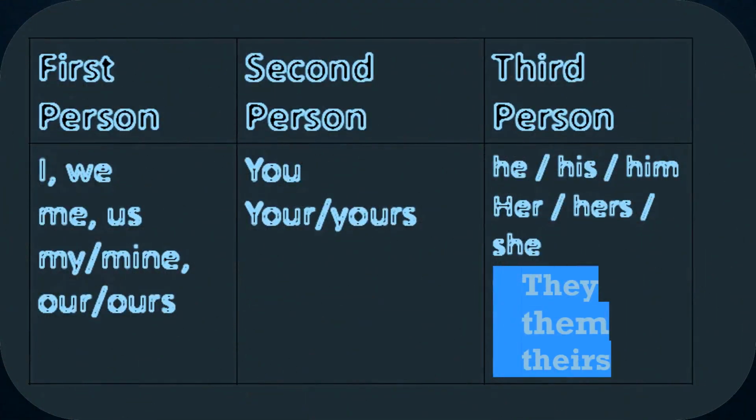Here is a table to remind you about personal pronouns. Personal pronouns of the first person: I, we, me, us, my, mine, our, ours. Pronouns for the second person: you, your, yours. Personal pronouns of the third person: he, his, him, her, hers, she, they, them, theirs.